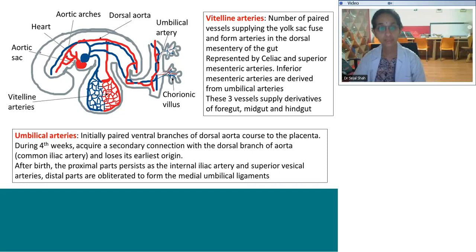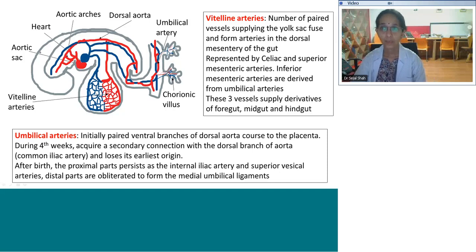So after birth, what happens is you have a proximal part which is continuing as internal iliac artery and the superior vesical arteries, and the distal part gets obliterated to form the medial umbilical ligament.